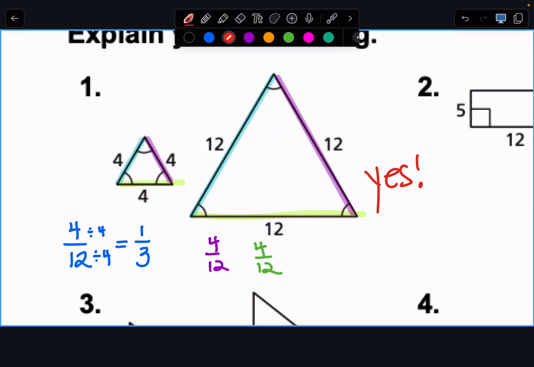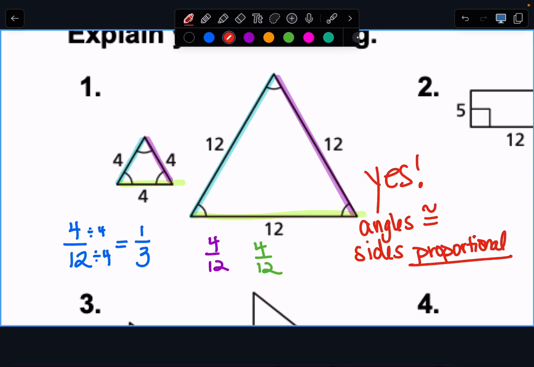If I ask you to explain why, you would tell me that our angles are congruent and our sides are proportional. Okay. The biggest thing that we're focusing on right now is that proportional. Do our ratios match up?